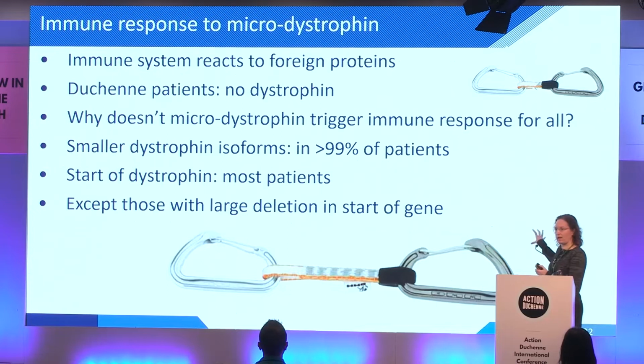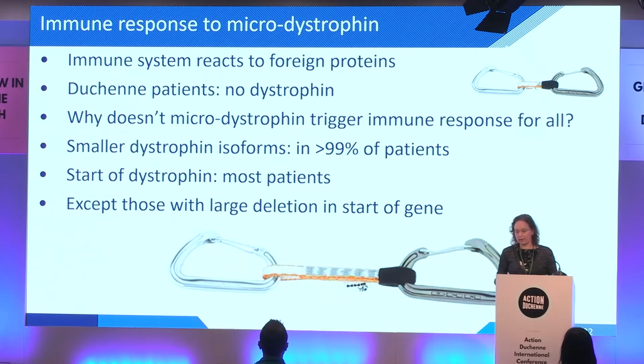So this protein can be made by most Duchenne patients. So they know this protein. They know that part of the protein because they're making it. So that will not trigger an immune response.